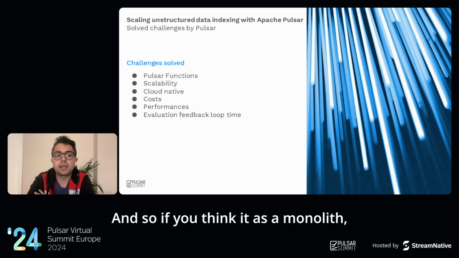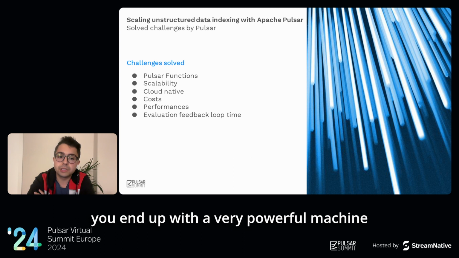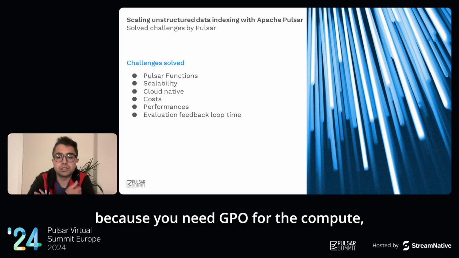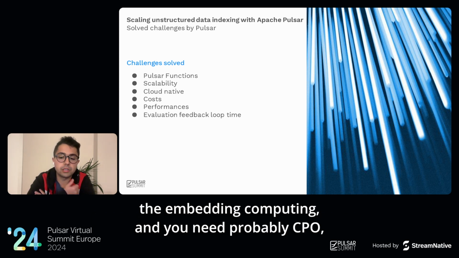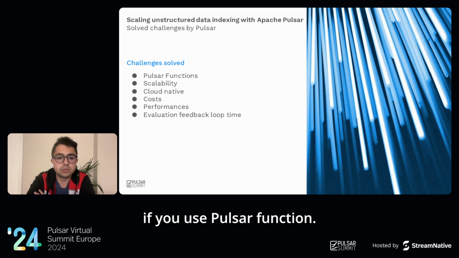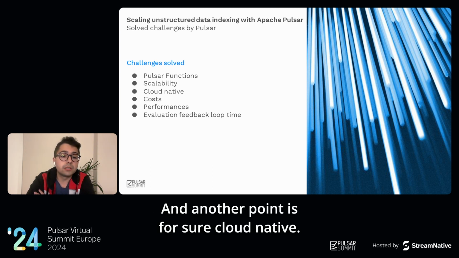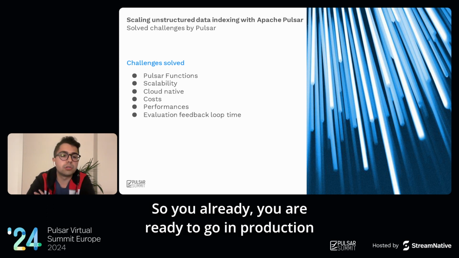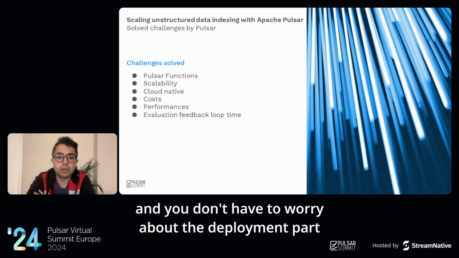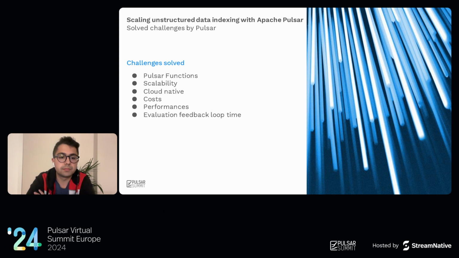And so if you think of it as a monolith, you end up with a very powerful machine that doesn't scale out basically, because it adds a lot of costs, because you need GPU for the embeddings computing, and you need probably CPU, but the GPU part is already a win if you use Pulsar and Pulsar functions. And another point is for sure cloud native. So you are ready to go in production in a Kubernetes environment or any other cloud provider, and you don't have to worry about the deployment part because it's already handled by Pulsar functions.